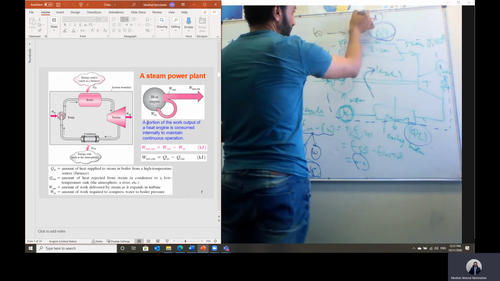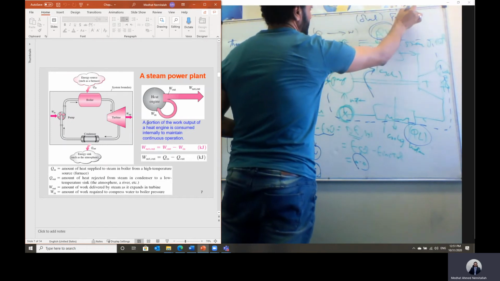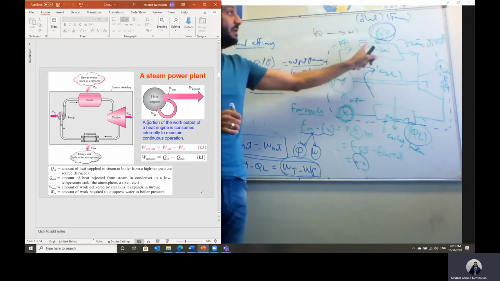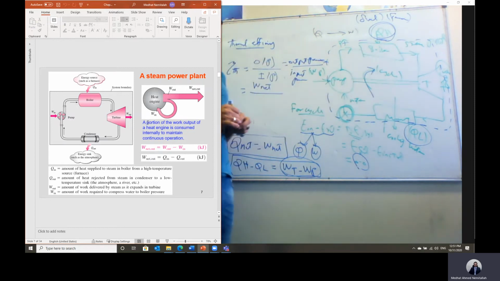So in this case, we burn fuel inside a furnace, and then we take the heat released from this furnace to boil the water and convert it into steam. What we give to the system is the fuel energy, which we call Q high. So the thermal efficiency of any heat engine equals the net work output divided by Q high.